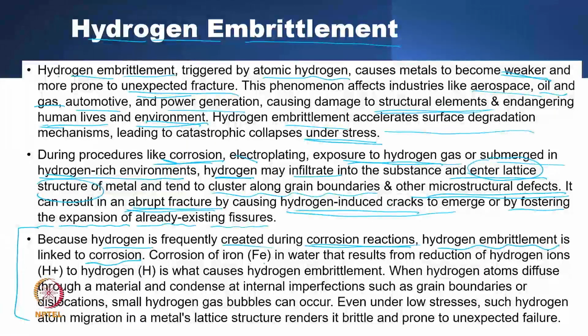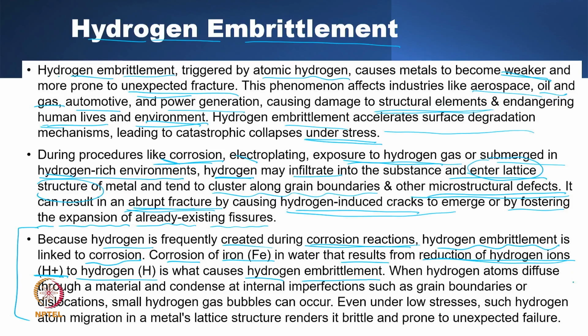Keeping it as a separate category often gives it more importance and focus, because we really need to avoid hydrogen embrittlement. One of the common reactions we see is that corrosion of iron in water results in the reduction of hydrogen ions, and hydrogen forms in this situation, which can allow hydrogen embrittlement.